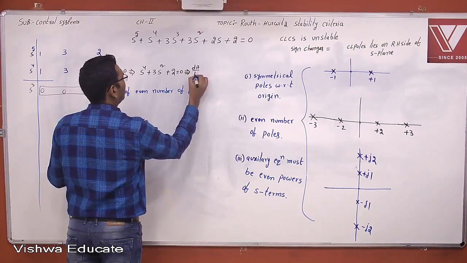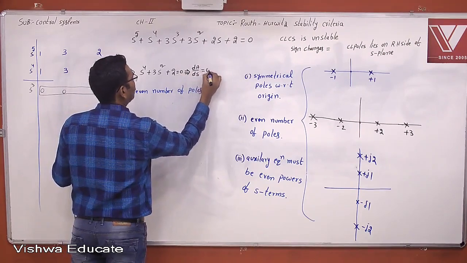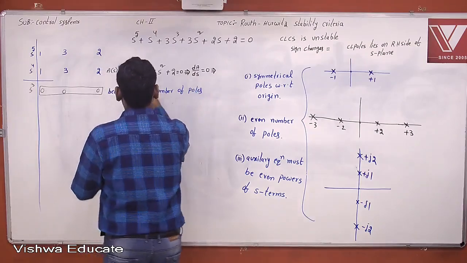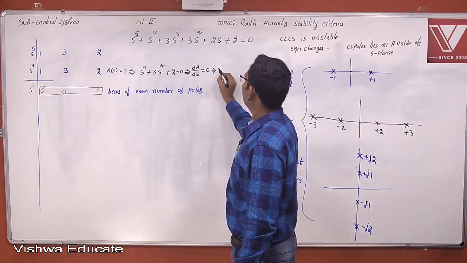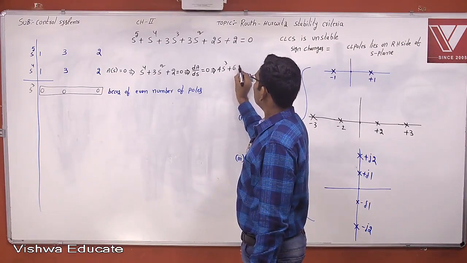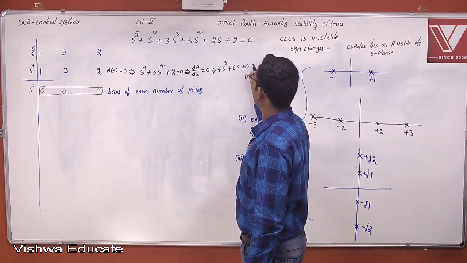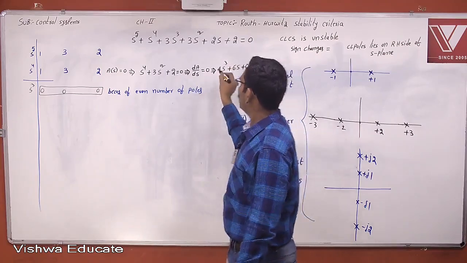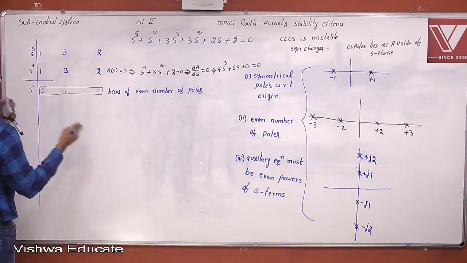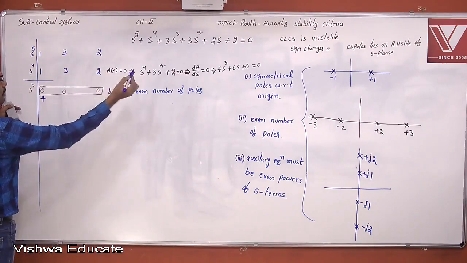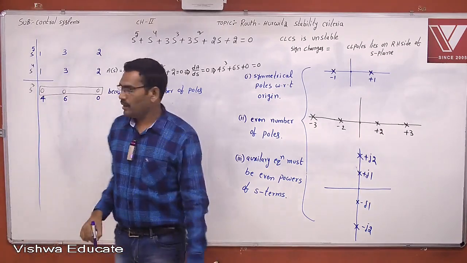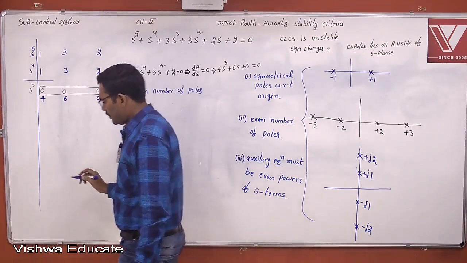dA by ds is equal to 0. If you differentiate, what happens now? Now 4s cube plus 6s plus 0 is equal to 0. Now you replace the row with the coefficients of the differentiated auxiliary equation. Here 4 is the s cube coefficient, this is 6, this is 0. Now continue the tabular form.